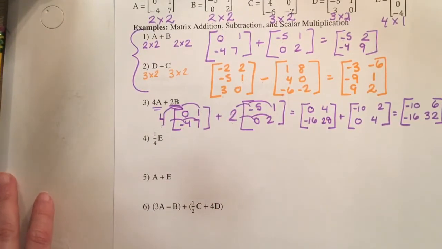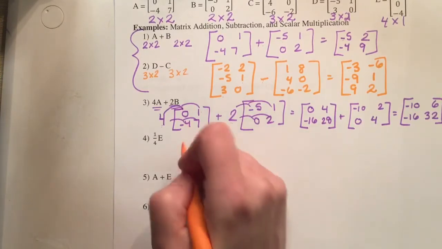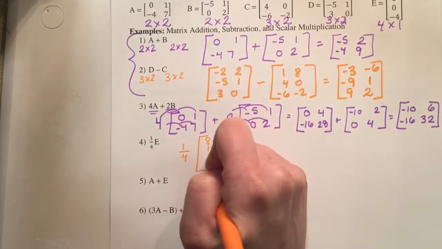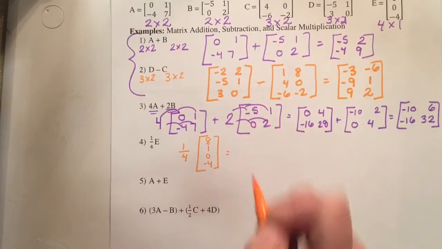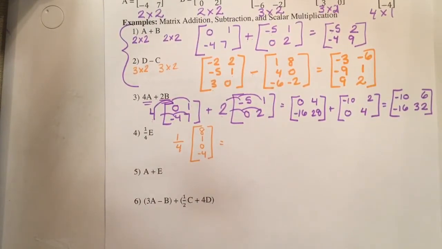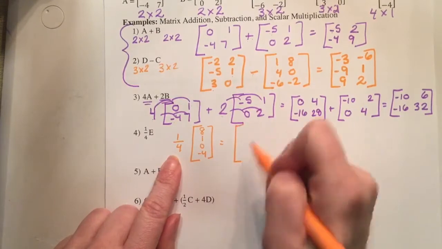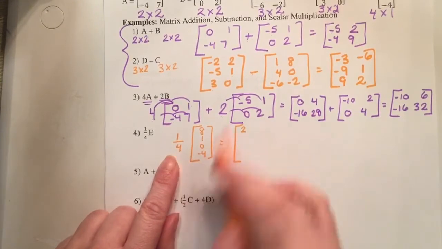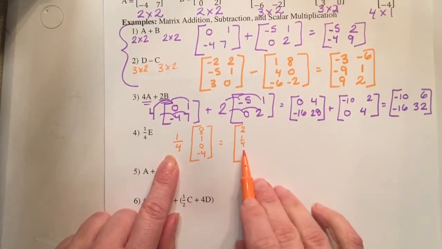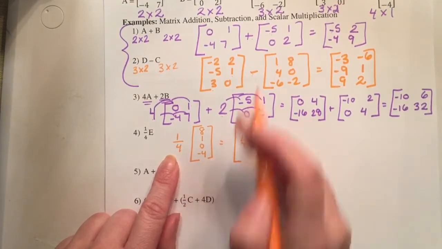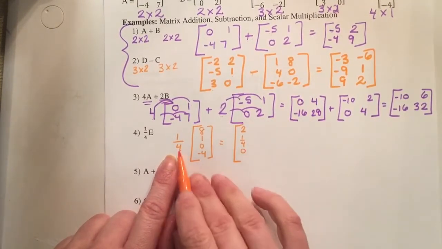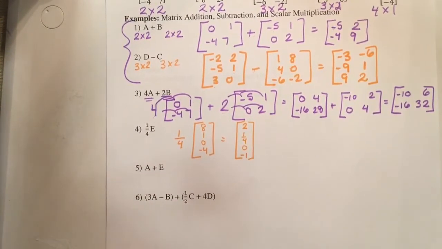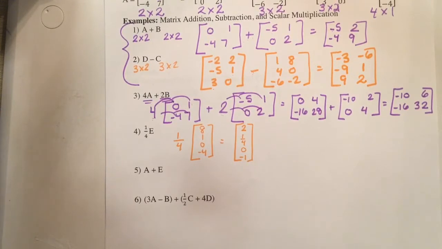It's just showing you that you can also distribute or bring in a fraction. So 1/4 E means I'm taking 1/4 and I have to bring it into all of the entries of matrix E. So I take 1/4 times 8. Well, 1/4 times 8 is the same as 8 divided by 4. You get a 2. 1/4 times 1 is 1/4. It's okay to have a fraction within a matrix. 1/4 times 0 is 0. 1/4 of negative 4 is negative 1. So there again we have an example of what's called scalar multiplication.